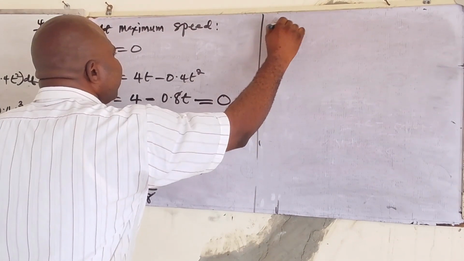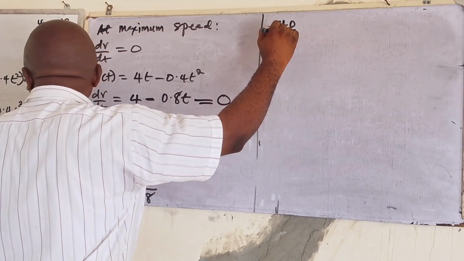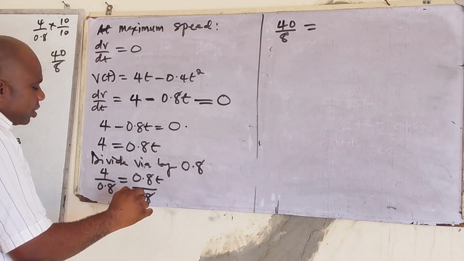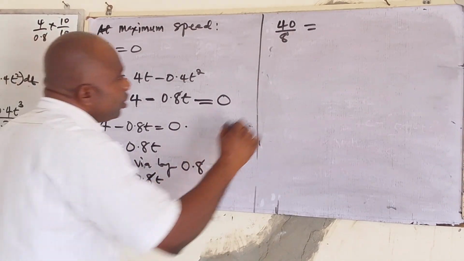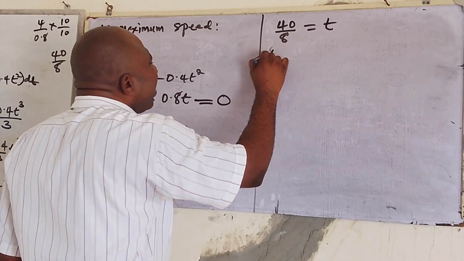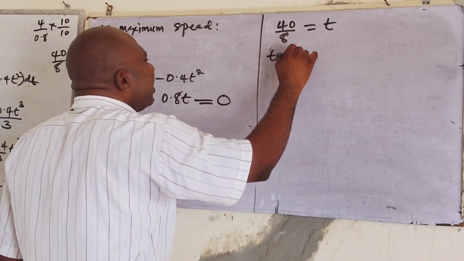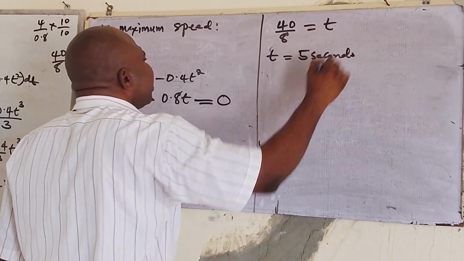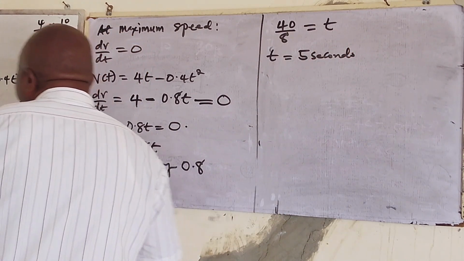So here we have 40 all over 8 is equal to, now remember this will go with this, so it's equal to t. It means the value of our t will be equal to 40 divided by 8 is 5. So we have 5 seconds.